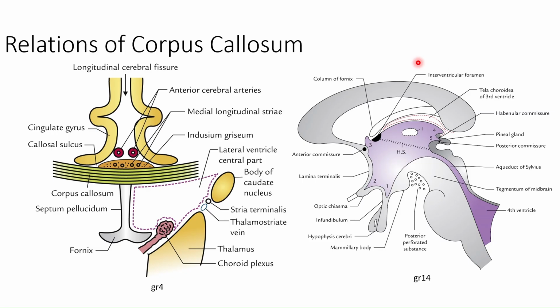Now if we take a section from here like this, a coronal section, and see the relations of the corpus callosum. So this is the corpus callosum, okay, and we are cutting from the central part of the lateral ventricle. So this is the central part. यहाँ से हमने कट किया है और आगे से देख रहे हैं कोरोनल सेक्शन में, तो क्या क्या दिखाई देगा?